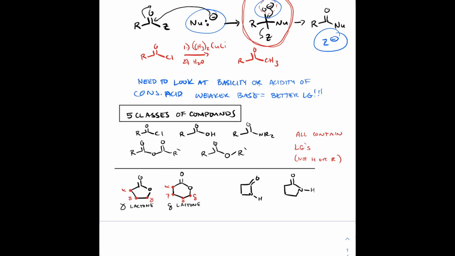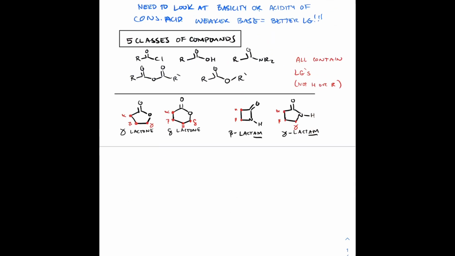We also have cyclic amides, and those would be lactams. So I like to remember these as lactams, like the AM is amine. And the naming system is pretty much the same. We have a beta lactam and an alpha beta gamma lactam because that gamma carbon is bound to the nitrogen, which completes the cycle.